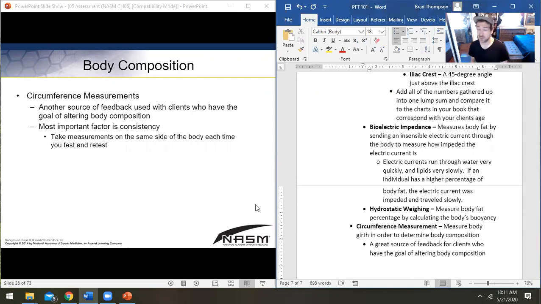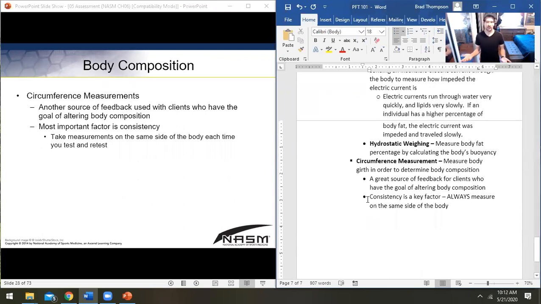The big thing here is that consistency is key. Consistency is a key factor. Always measure on the same side of the body. You can do left and right arms, left and right calves if you want to. Generally, you'll end up doing one or the other if you're just trying to move through that quickly. But make sure you're always being as consistent as possible.